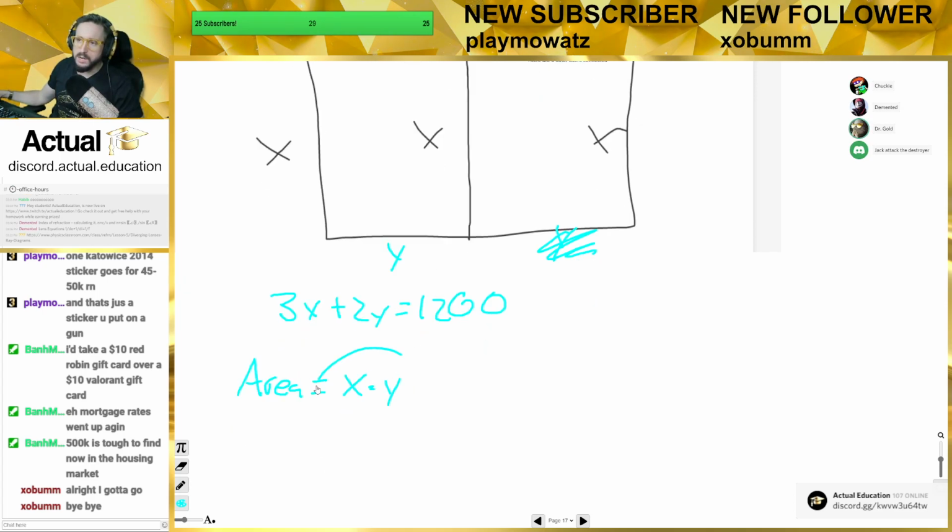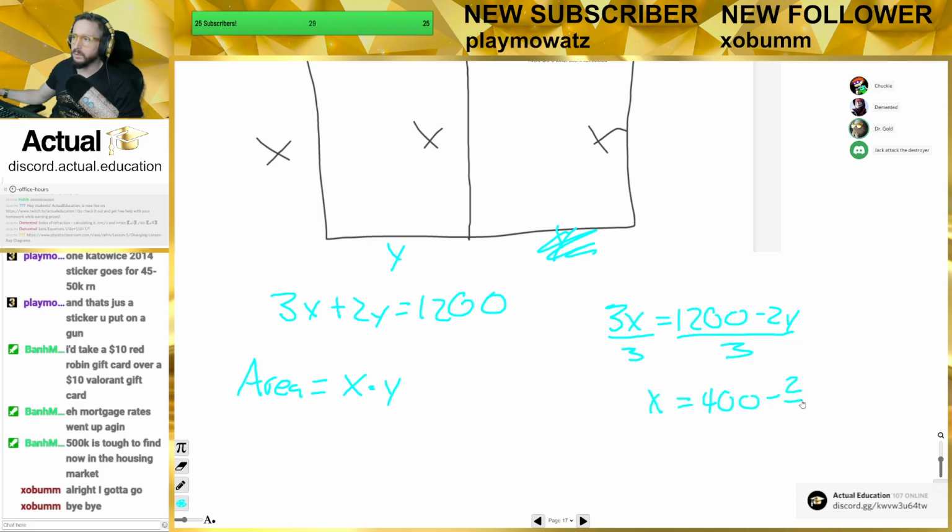What I need to do is have just one variable here. I can't really vary two of them at the same time. But what I do know is there is a relationship between x and y. How are x and y related? You could do minus 2y equals 3x. Yes. 3x is 1,200 minus 2y, and then you divide it by 3. So x is equal to 400 minus 2/3 y.